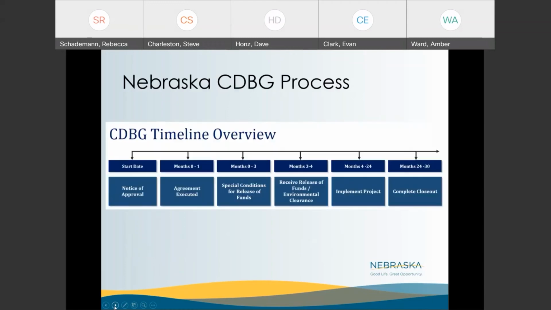So we see it first at time of application, which is not on this overview page, and I should probably add it. And then we see it in months 0 to 3 with special conditions. And then we also see it being implemented throughout the entire project of CDBG.